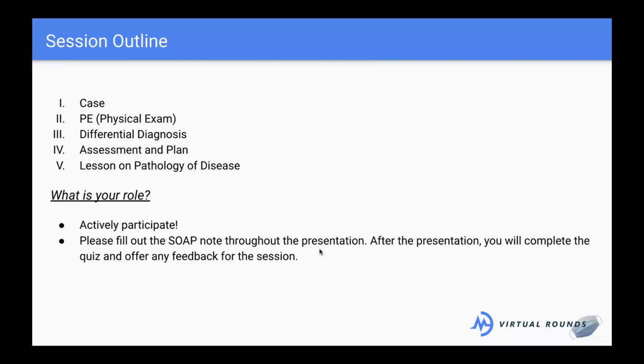So we're going to start with the case, move into a physical exam, which you'll see is a little bit different for psych patients. We'll go into a differential diagnosis, develop an assessment and plan, and then we'll talk a little bit about personality disorders as a whole.